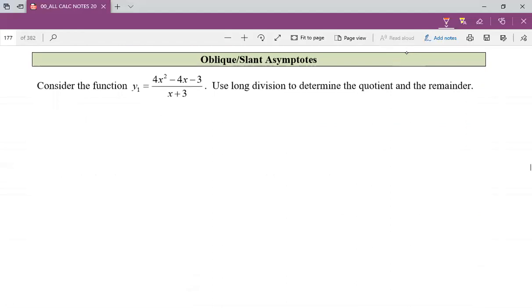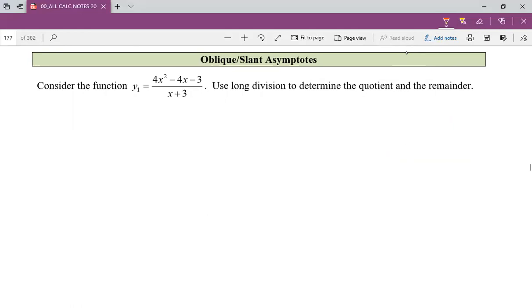Oblique asymptote. Oblique just means the same thing as slant, and it's exactly what we think of when we hear that. It means we're going to have an asymptote that is neither horizontal nor vertical, and we're going to deal with that for the first time. It ends up being kind of an interesting thing, so let's see what happens in here.